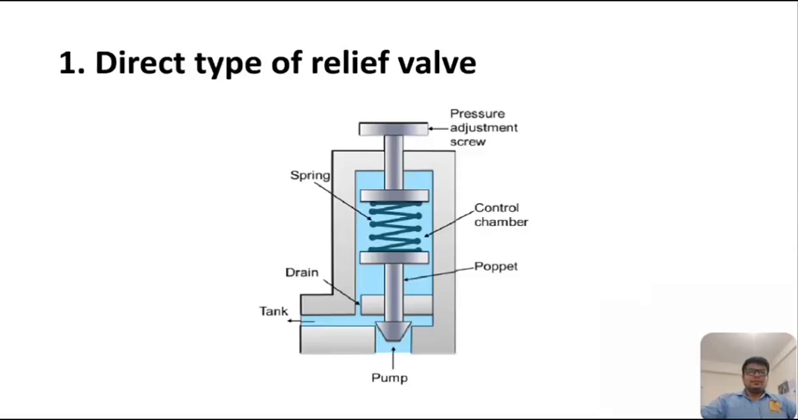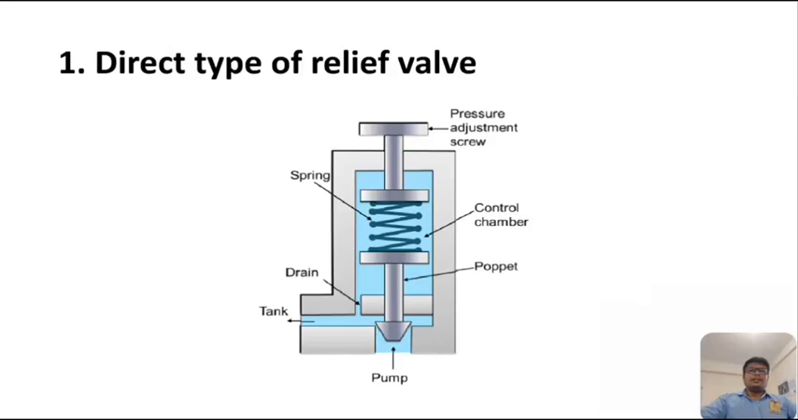So you can see from the figure, this figure shows the schematic diagram of the direct pressure relief valve, and this type of valve has two ports. You can see from the figure, one of which is connected to the pump and the other is connected to the tank. It consists of a spring chamber where a poppet is placed with a spring force.